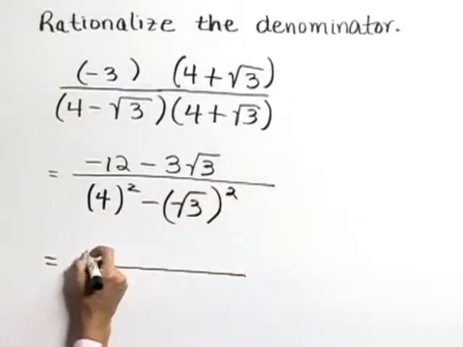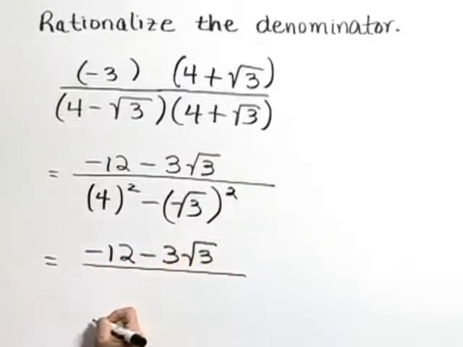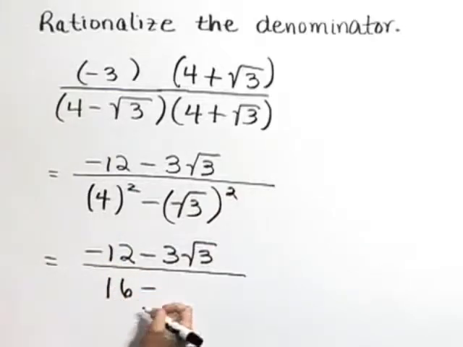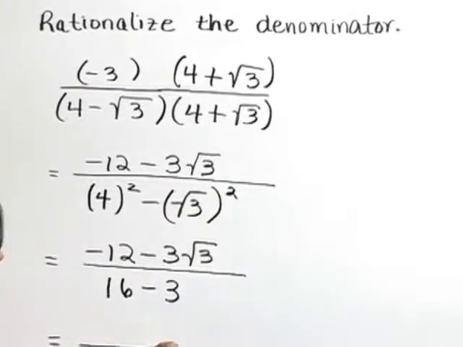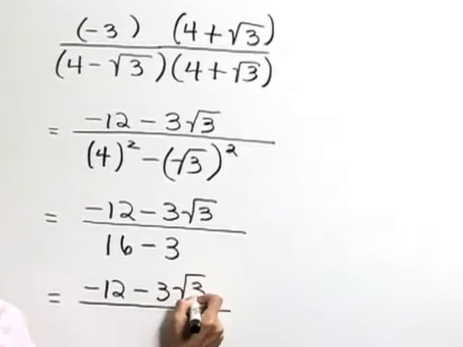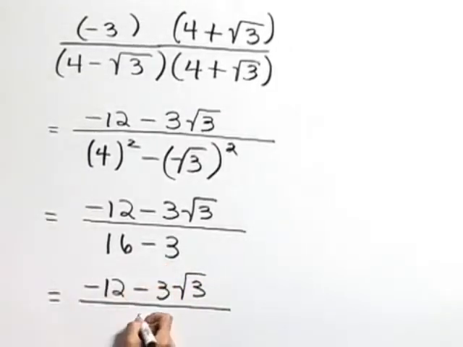Let's just rewrite that numerator as negative 12 minus 3 times the square root of 3. In the denominator, 4 squared is 16. The square root of 3 squared is 3. Now, as a last step, let's go ahead and subtract these values in the denominator. 16 minus that 3 is 13. So after rationalizing the denominator, we'll have negative 12 minus 3 times the square root of 3 all over 13.